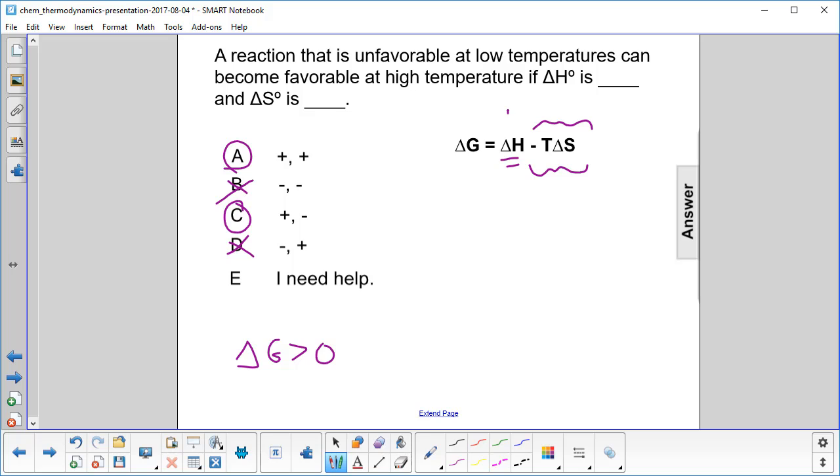So if delta H is positive, this guy has to get really, really negative. In other words, it's really, really big. And how do we do that? Well, if we choose delta S to be positive, we'll have a minus a positive number, which of course is negative. So the higher the temperature, the bigger this gets in a negative fashion. Eventually that will overwhelm the enthalpy and it'll give us delta G less than 0, which is favorable. So let's see, that's going to be A will be our answer.